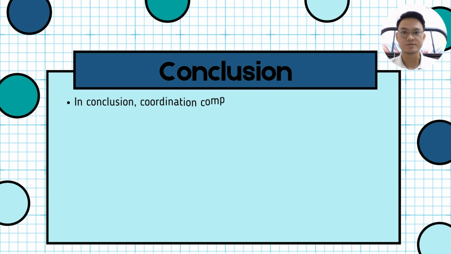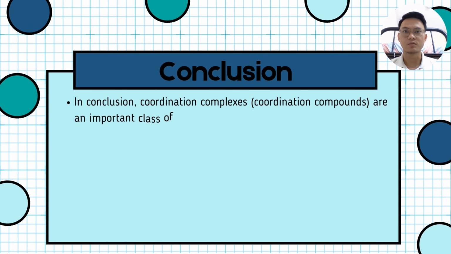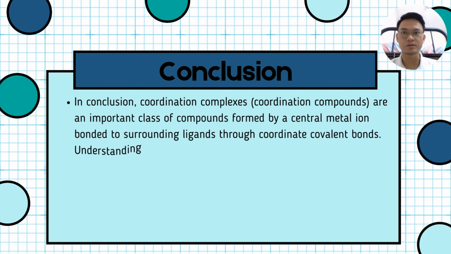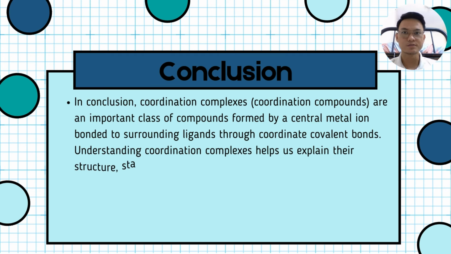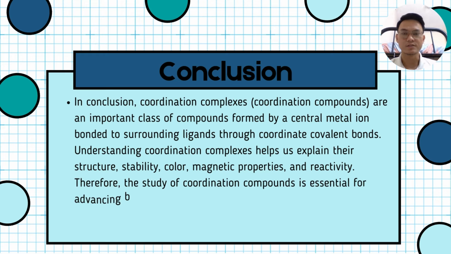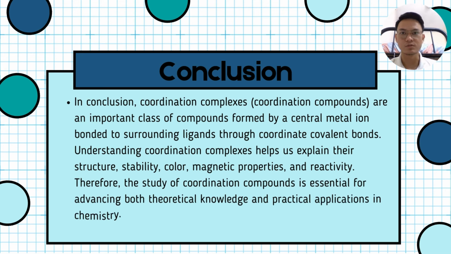What can be concluded from our presentation is that coordination complexes, also known as coordination compounds, are an important class of compounds formed by a central metal ion bonded to surrounding ligands through coordinate covalent bonds. The nature of the metal ion, ligands, coordination number, and geometry determines the properties and behavior of these complexes. Coordination compounds play a vital role in many areas, including biological systems such as hemoglobin, industrial catalysts, medicine, and analytical chemistry. Understanding coordination complexes helps us explain their structures, stability, color, magnetic properties, and reactivity. Therefore, the study of coordination compounds is essential for advancing both theoretical knowledge and practical application in chemistry.